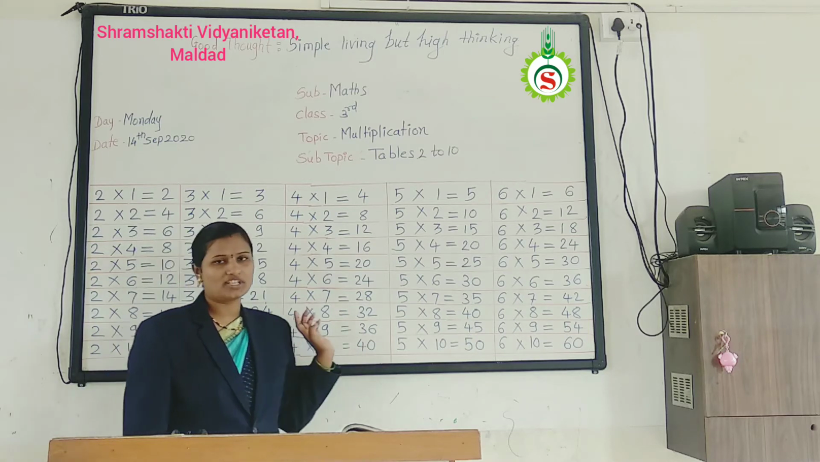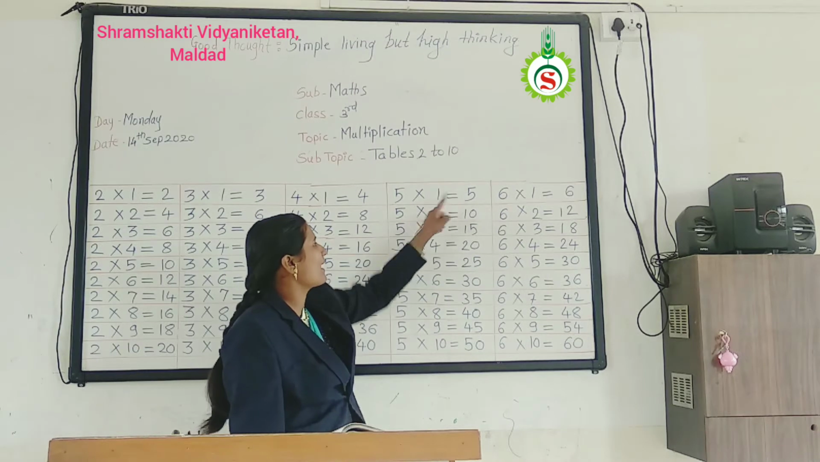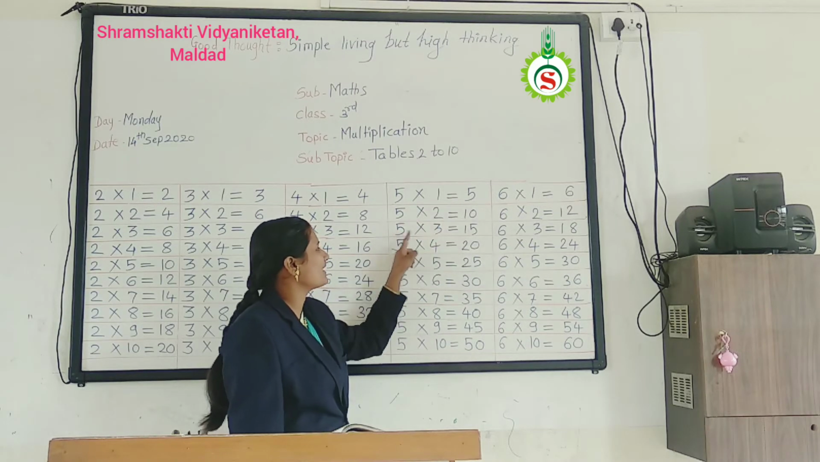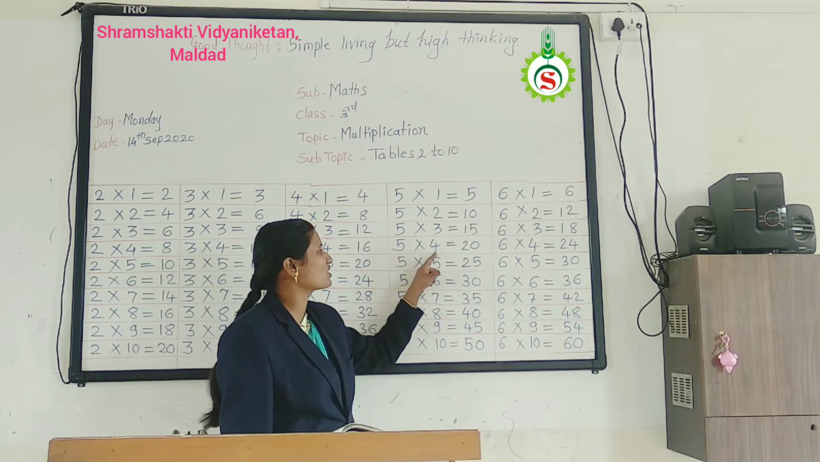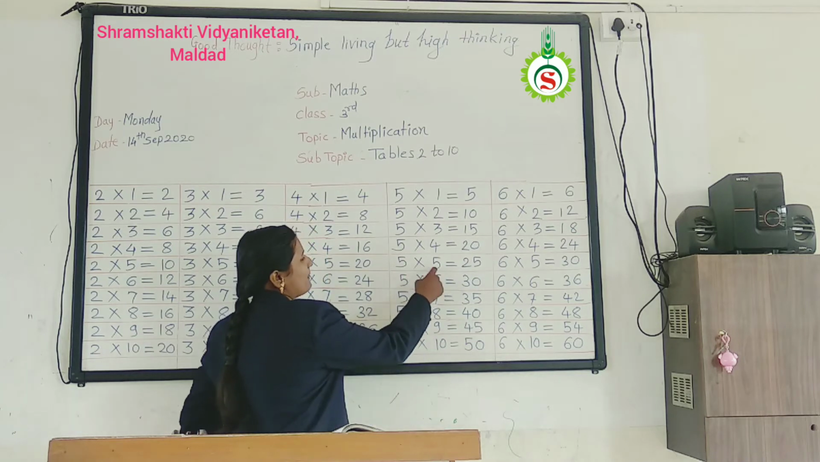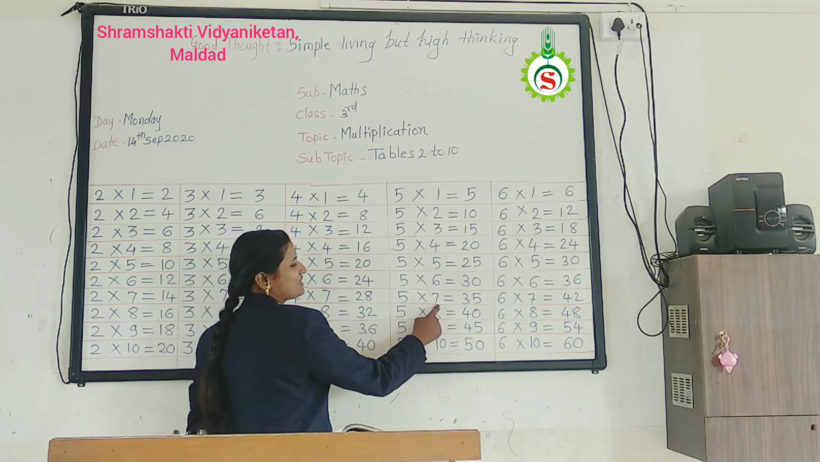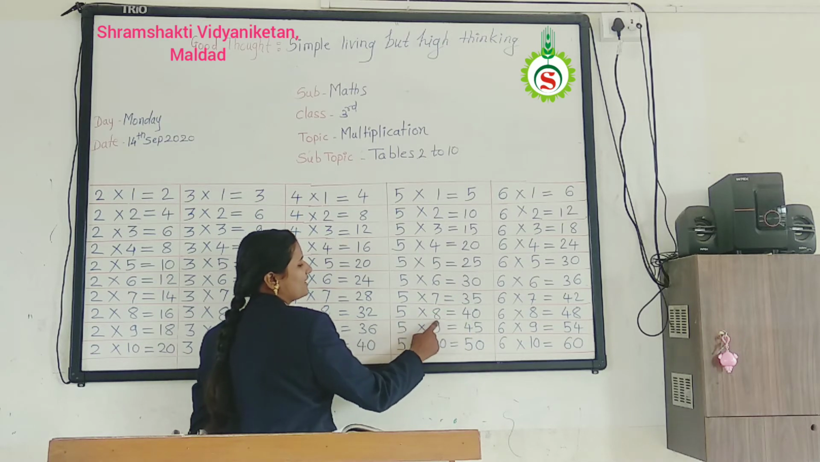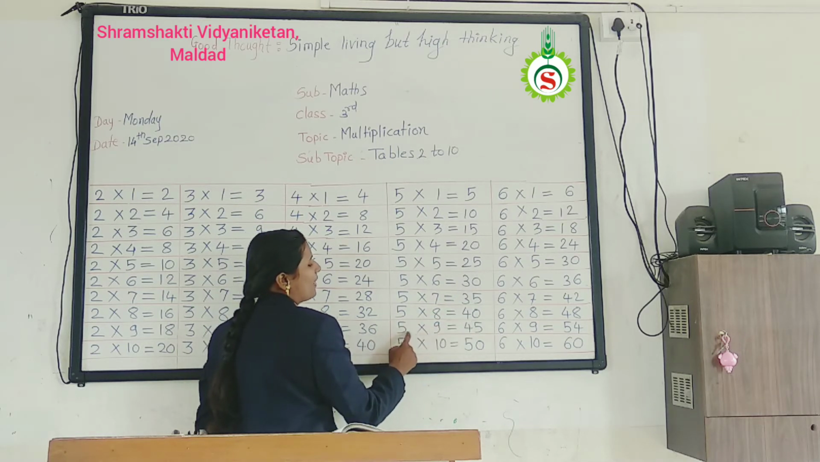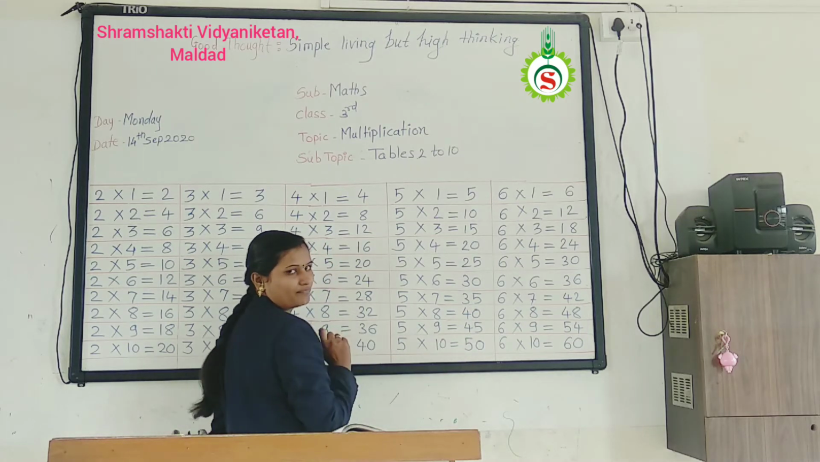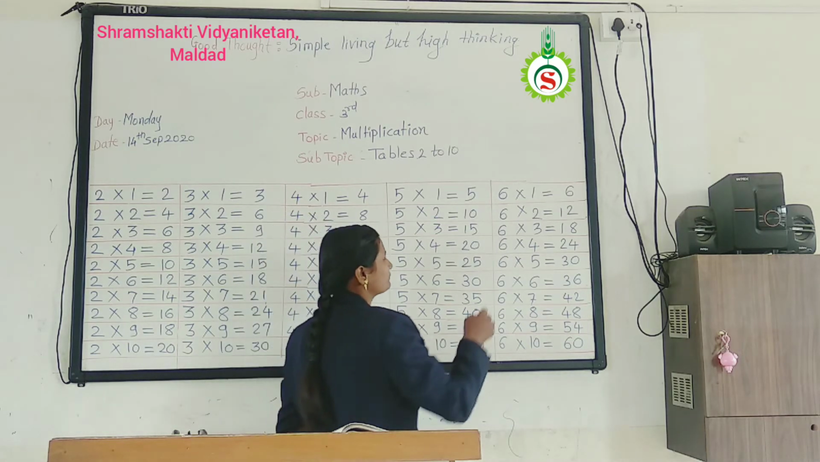are 40. 5 ones are 5, 5 twos are 10, 5 threes are 15, 5 fours are 20, 5 fives are 25, 5 sixes are 30, 5 sevens are 35, 5 eights are 40, 5 nines are 45, 5 tens are 50. See the next table.